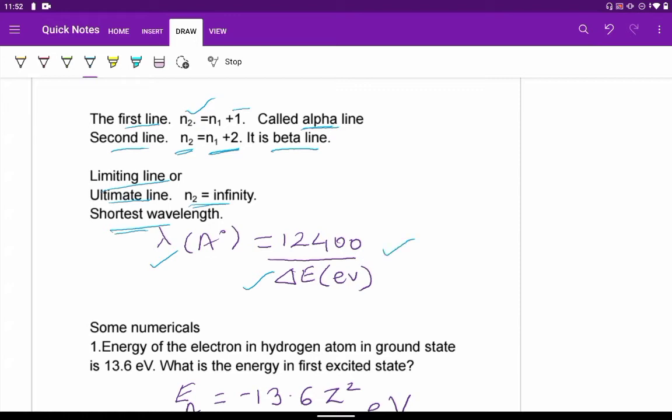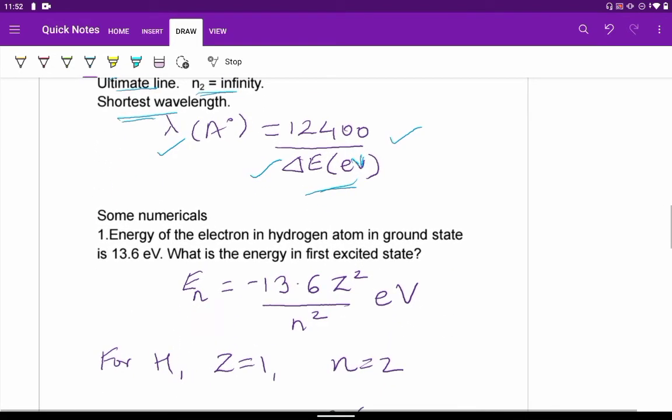Using the formula lambda in angstrom is equal to 12400 by delta E in electron volts. Delta E is given in electron volts. Based on these concepts, we can solve some numericals.